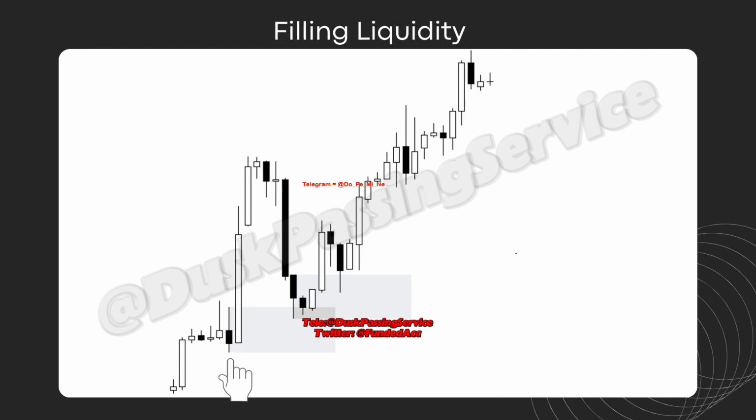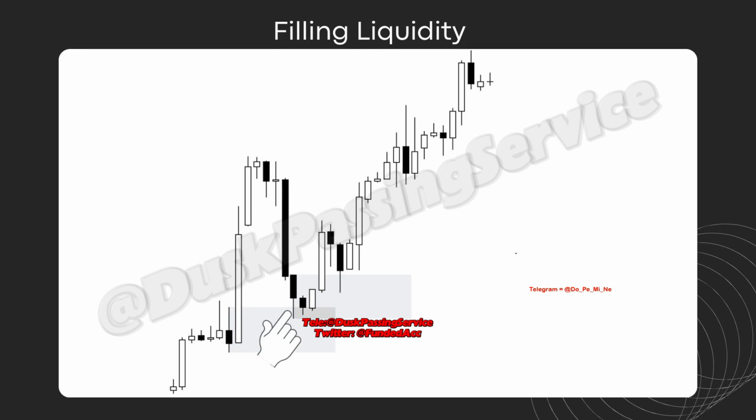Now you can see that with this candle, we did one of the core things that needs to be done by an order block before it's considered valid, and that is that this candle filled liquidity in the form of testing this FVG. Now when price closes above this candle right here, this candle is going to become an order block, and you can see that the price came down below and tested this order block and reacted off of it and exploded higher.